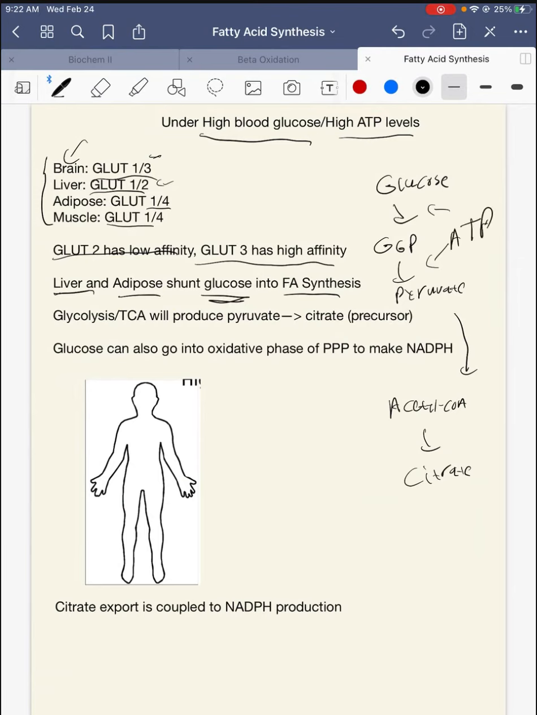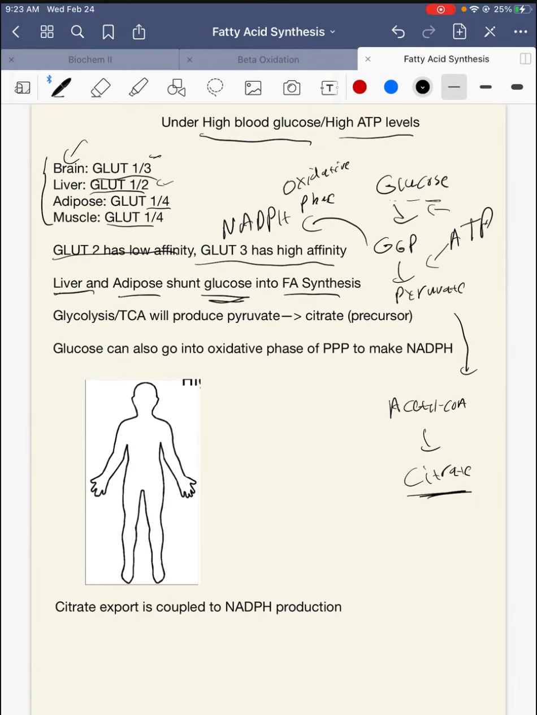Okay, the glucose 6-phosphate can go into the oxidative phase of the pentose phosphate pathway, and then this will give us NADPH, which we said we need a lot of as well. And then our citrate can be our start point for fatty acid synthesis. So you see how everything connects together.